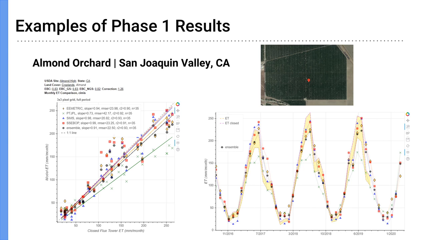The time series chart on the right also shows excellent agreement of most models against the flux tower data, where most models are within the range of the flux tower station closed and unclosed energy balance estimated ET. The results from phase 1 are highly encouraging, both for irrigated agricultural sites and other land cover types.